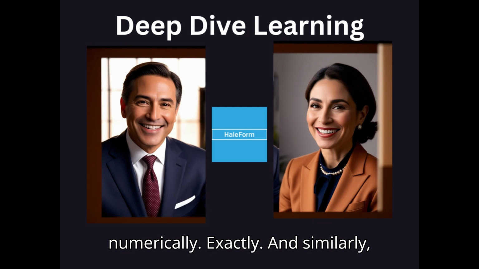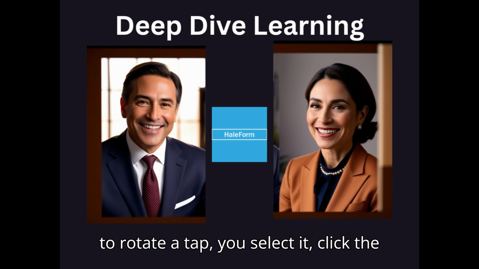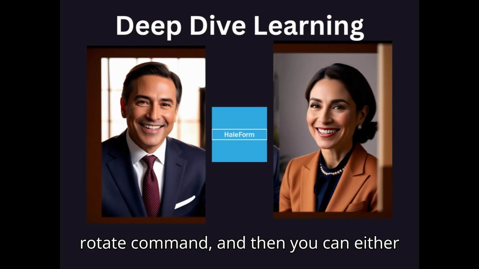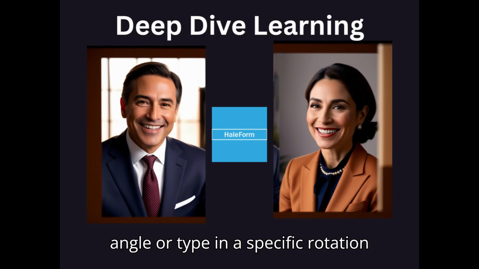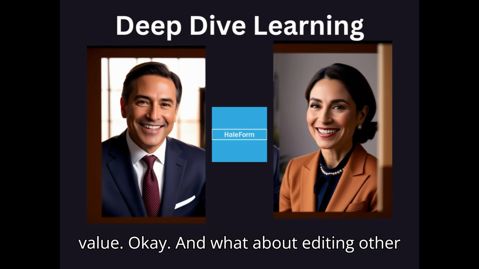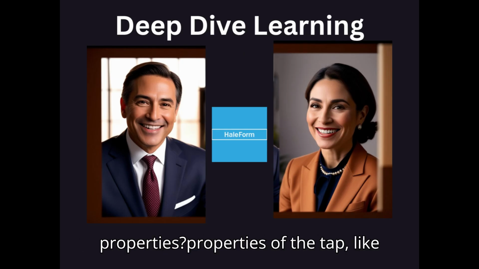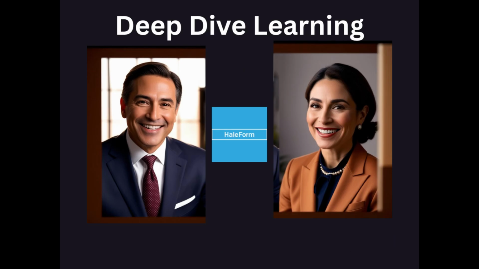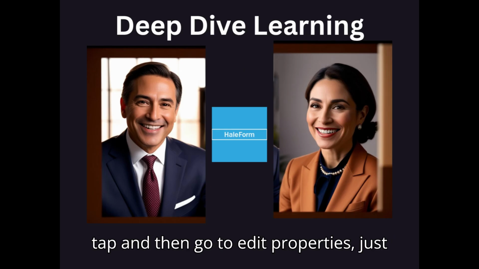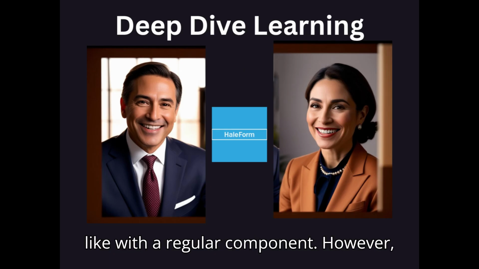Exactly. And similarly, to rotate a tap, you select it, click the Rotate command, and then you can either drag your mouse to visually adjust the angle or type in a specific rotation value. Okay. And what about editing other properties of the tap, like its permission group or approval status? Good question. You would select the tap and then go to Edit Properties, just like with a regular component.